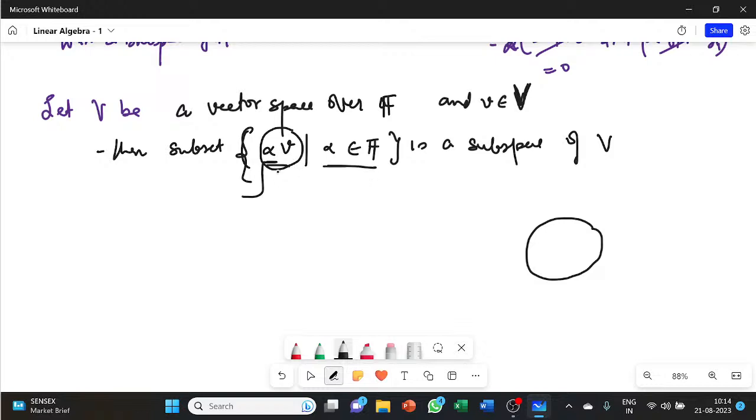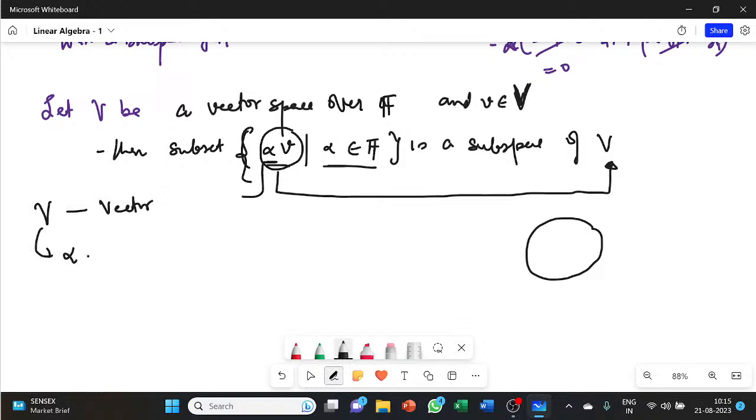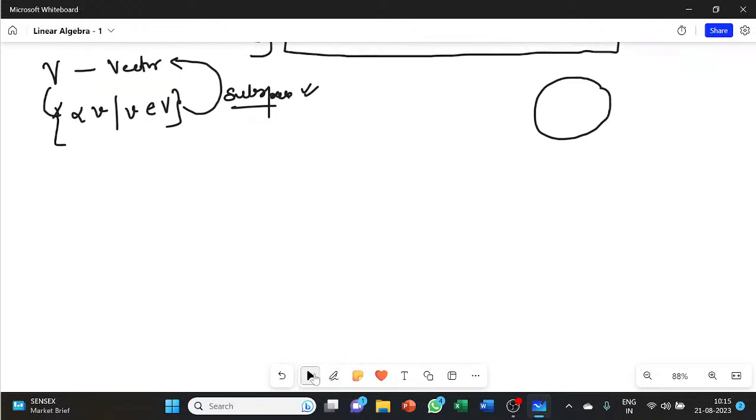This will also form a subspace of V. So let's say V was a vector space. Now if you define another set which is alpha times V, this would be a subspace of this vector space. This is what this theorem suggests. Now just take a few examples and then let us conclude our class.